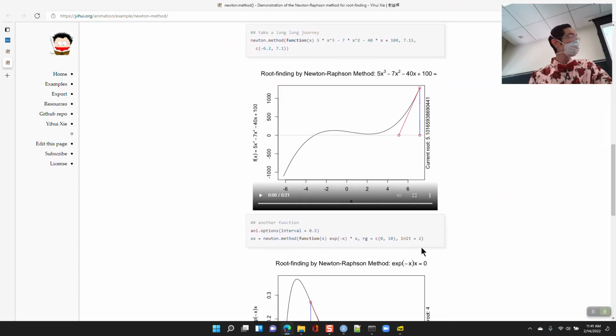All right, so here's a situation where the root is right here, somewhere around negative 3-ish. But notice right here, there's a spot where it comes close to touching 0, but it doesn't. And so the Newton-Raphson method gets a little bit confused and gets stuck there. Eventually, it gets to the root, but watch what happens.